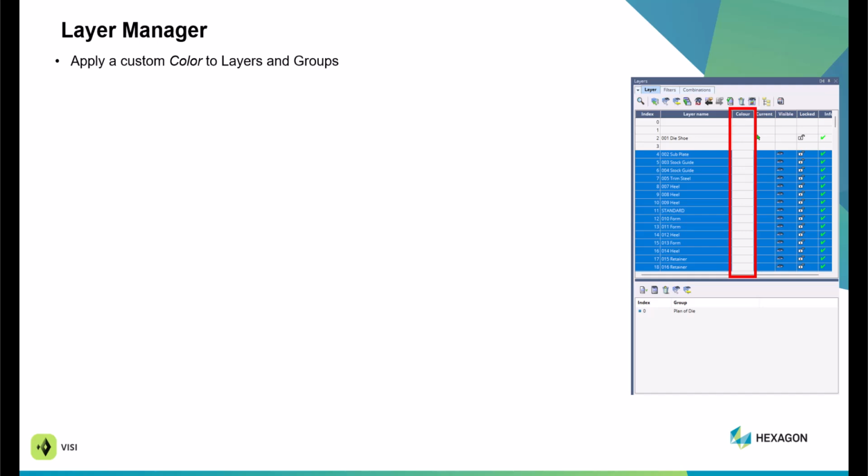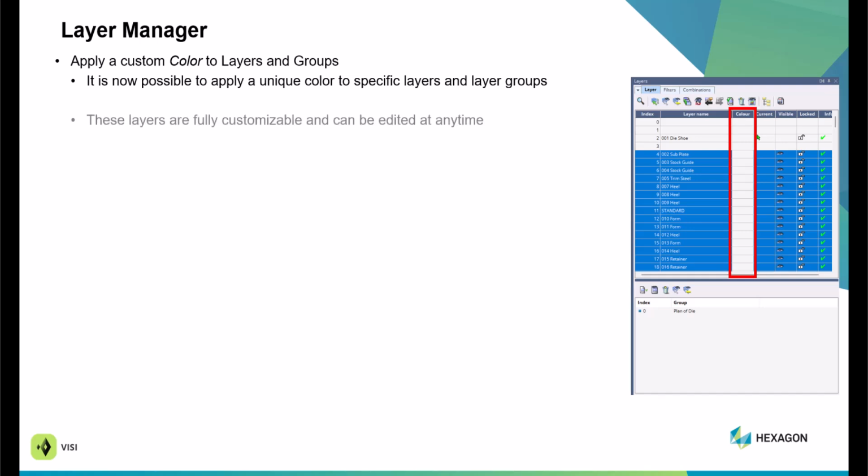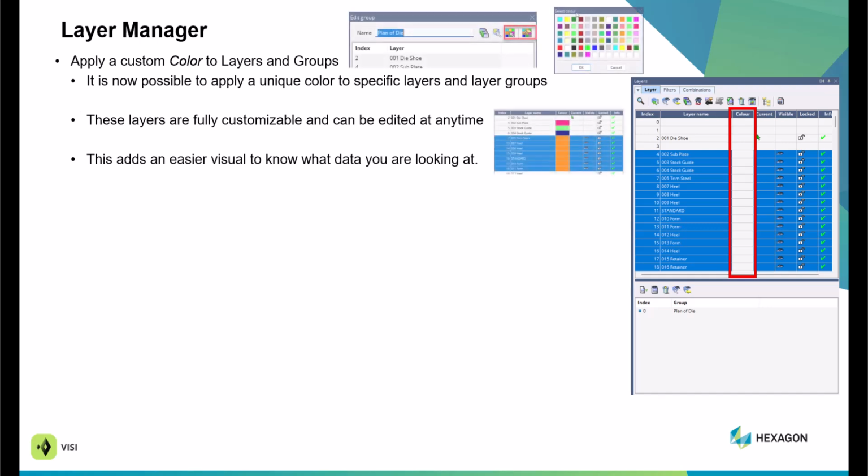You can apply a color to each layer or group. This color can be unique specifically to the layer and group. These are fully customizable and can be edited at any time. This adds a visual to be able to see what layers and what groups things are associated to.